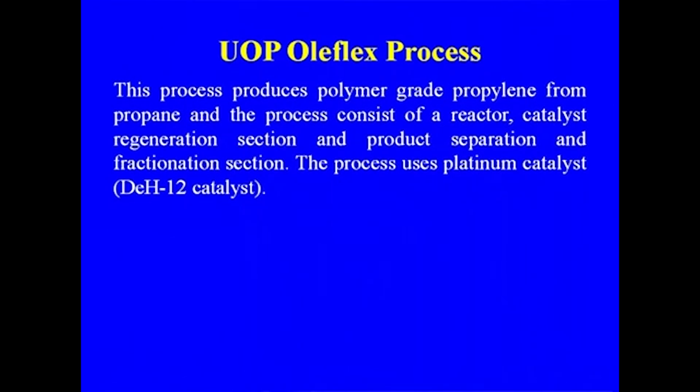EOP Olefinx process. This process produces polymer grade propylene from propane, and the process consists of a reactor, catalyst regeneration section, product separation, and final fractionation of the product so as to separate the propylene. The process uses a platinum catalyst, and this is the commercial name of the catalyst. These are all proprietary catalysts that are being used in all the processes.